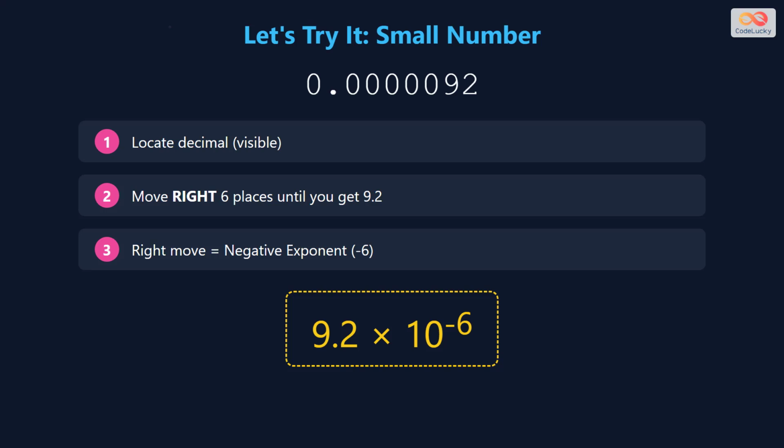Now for a small number, 0.000092. We find the decimal and move it to the right 6 times to get 9.2. Since we moved right, the exponent is negative 6. The final answer is 9.2 times 10 to the negative 6th power.